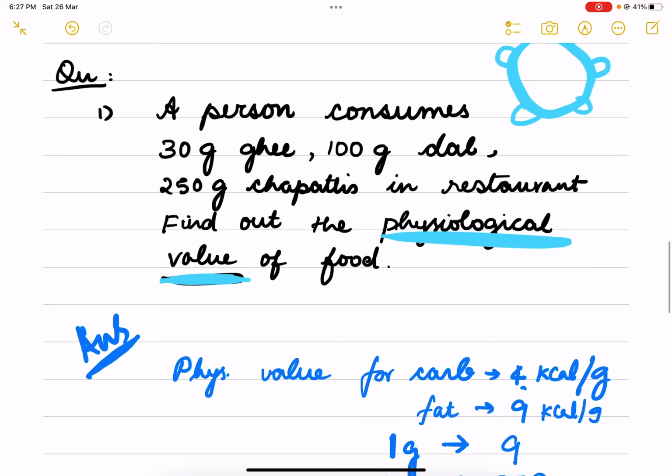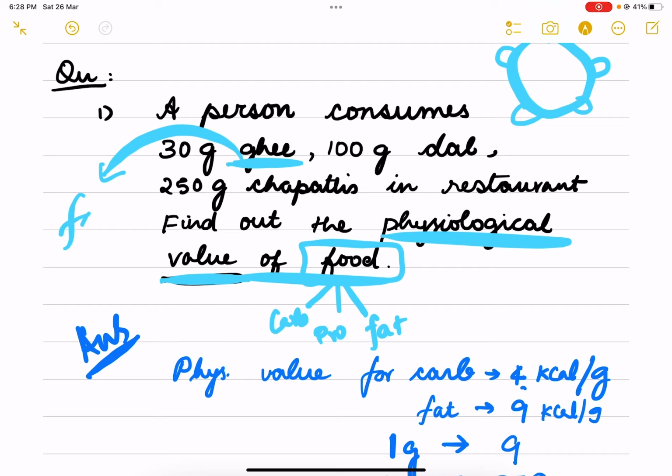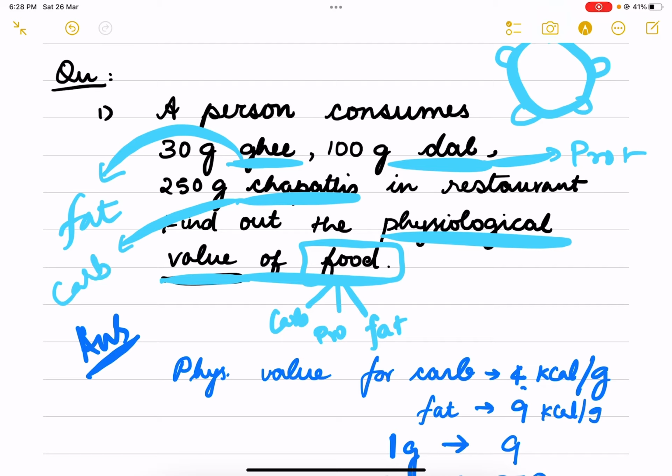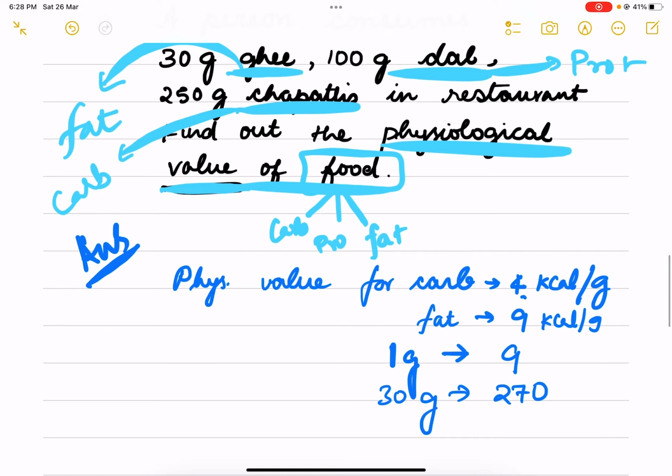So how do you calculate the physiological value of the food? Because the food has got 3 different components, carbohydrate, proteins and fat. So here you'll have to figure out which is the carbohydrate food and which is the protein food. So ghee is basically fat, dal is protein and chapatis is basically carbohydrate. Now let us calculate them.